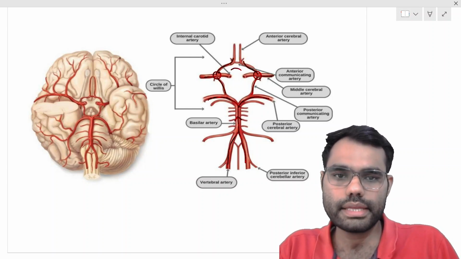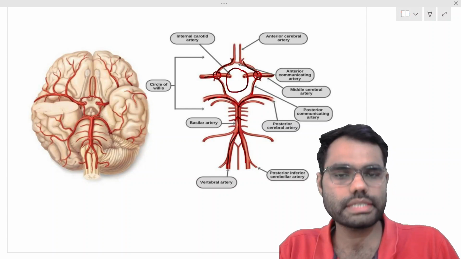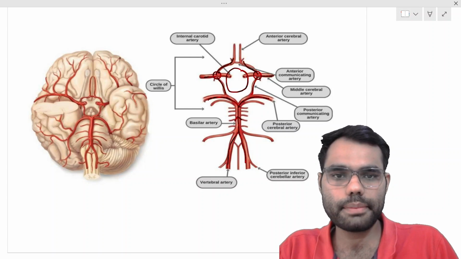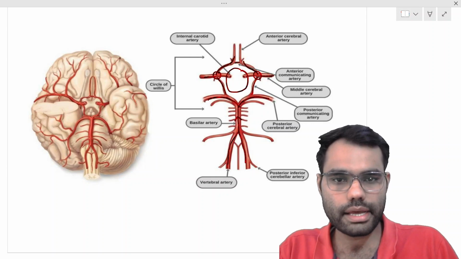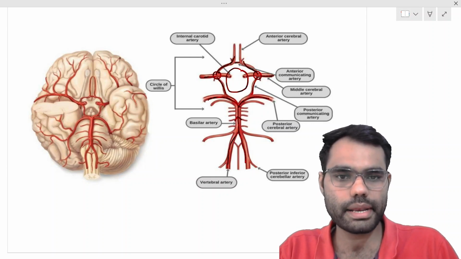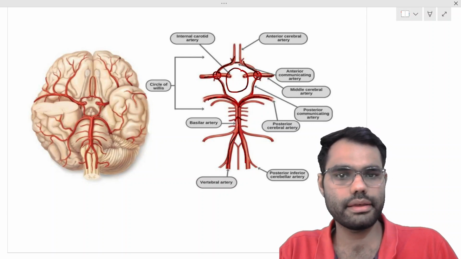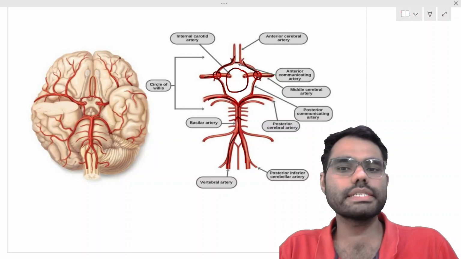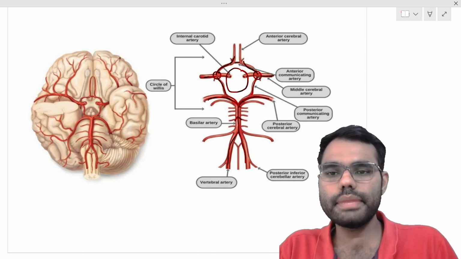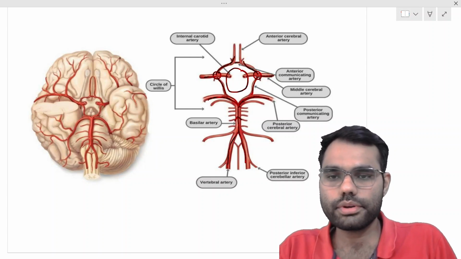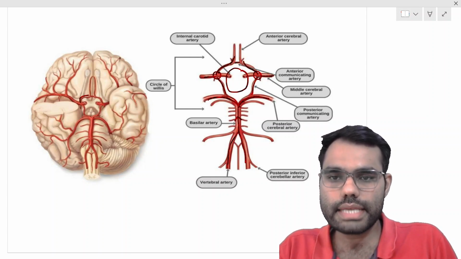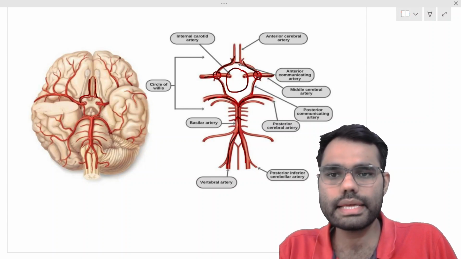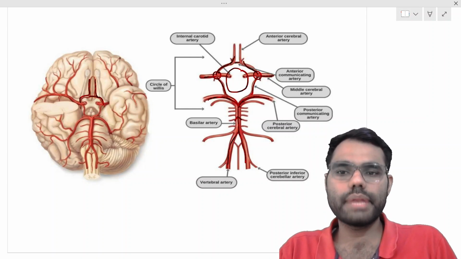So all of them together constitute the circle of Willis, which is constituted by the anterior cerebral arteries and the anterior communicating arteries in the front, the posterior communicating arteries, the posterior cerebral arteries, and the basilar arteries on the back. So this is the entire circle of Willis, which constitutes the blood supply to the brain, right? The same thing is represented in this diagram. So today we need to focus on this anterior cerebral artery. This anterior cerebral artery is connected on either side via this anterior communicating artery.